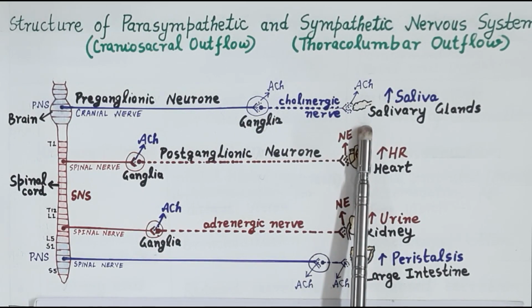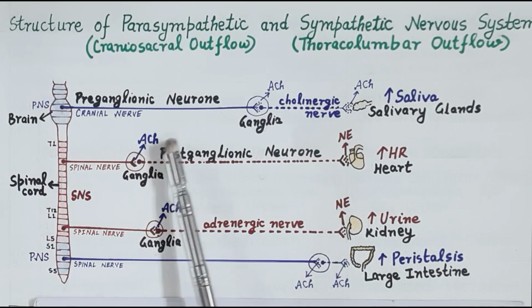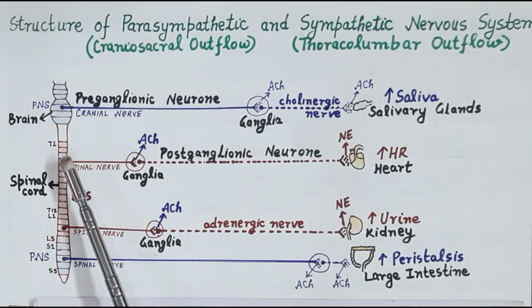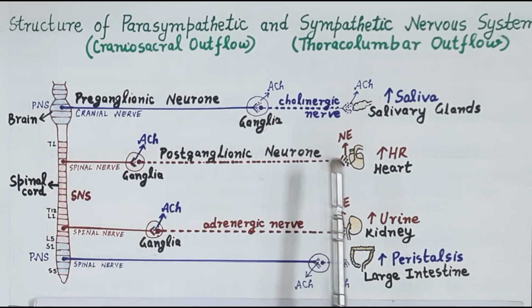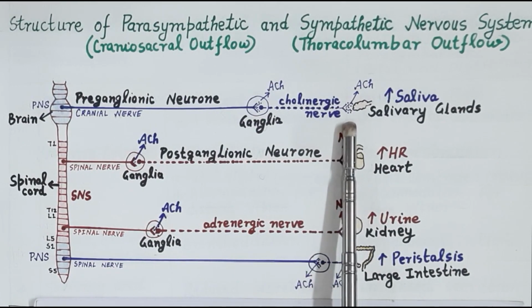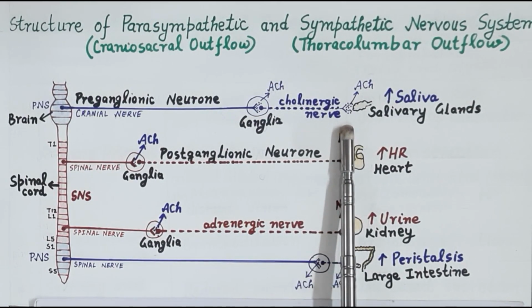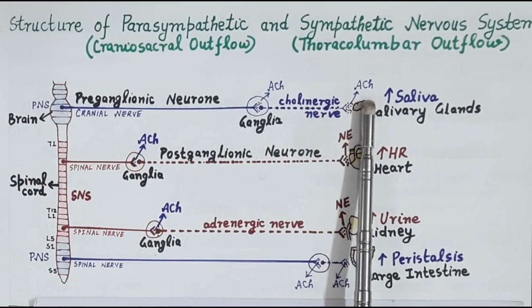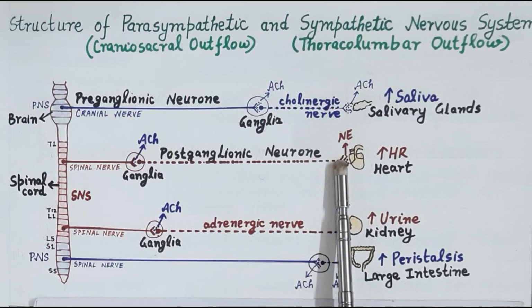Now the neurons, they transmit information from the central nervous system to the body organs by the release of a chemical called the neurotransmitter. So this ACH, the full form is acetylcholine, and NE, the full form is norepinephrine.